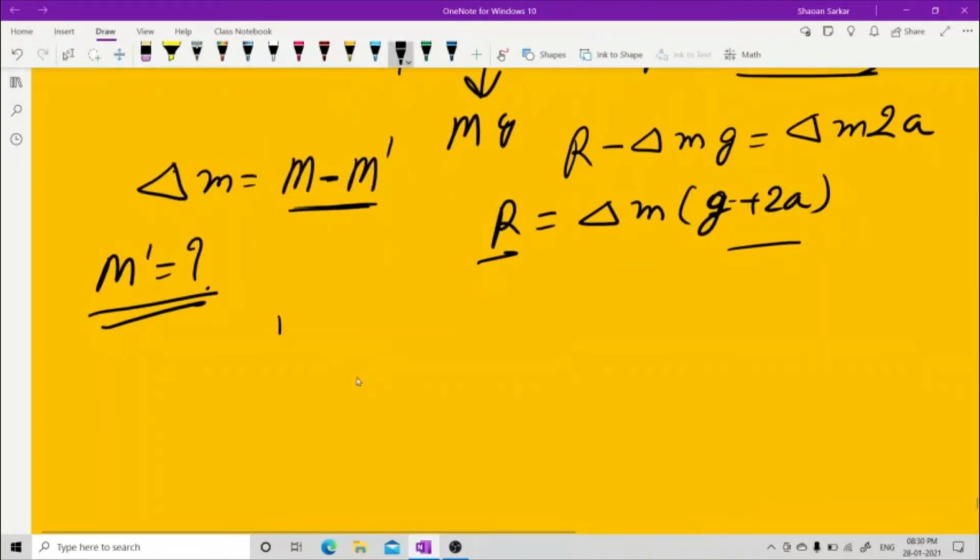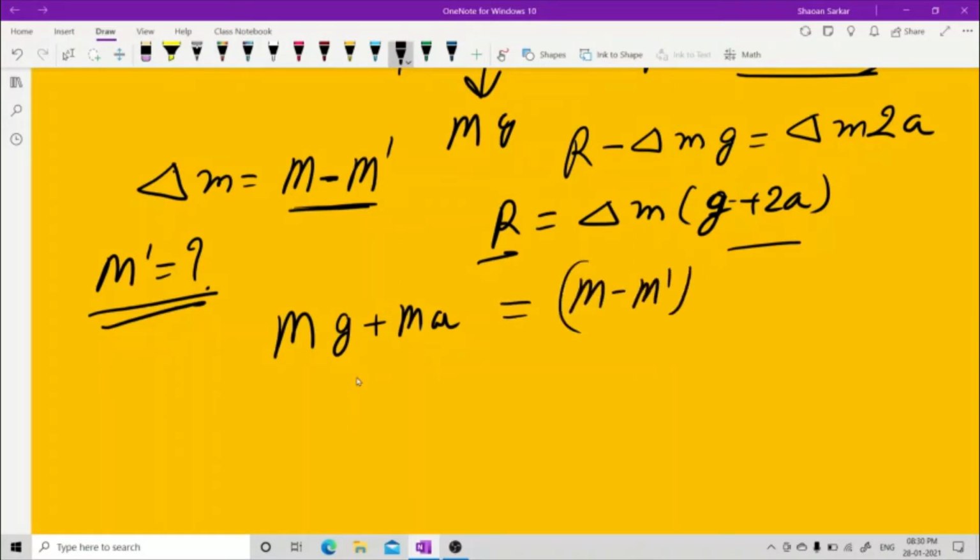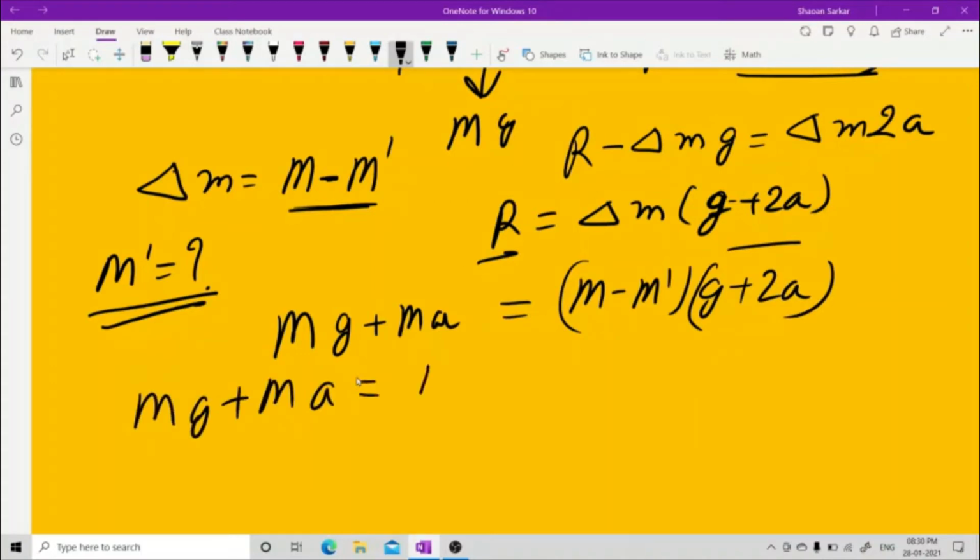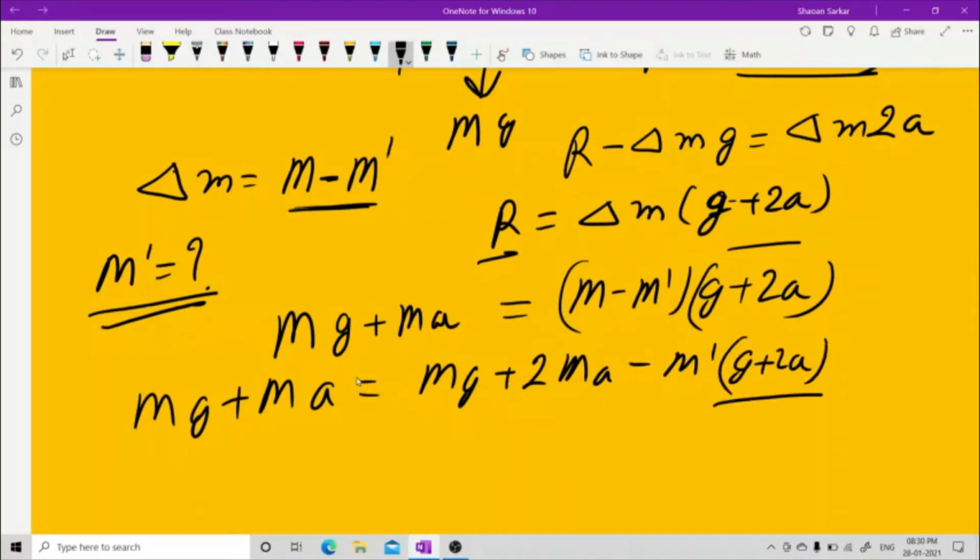Now once you have mg plus ma, that is the previous equation. Now from here you have (m minus m dash) g plus 2a. Now multiply, simple multiplication: mg plus 2ma minus m dash (g plus 2a). I need g plus 2a in the denominator. I did not open this.